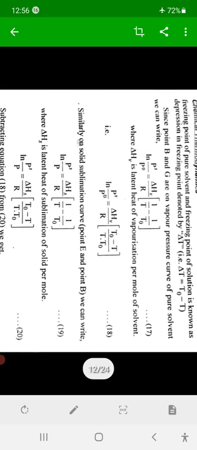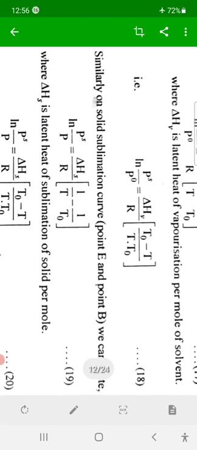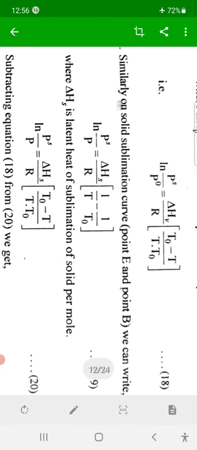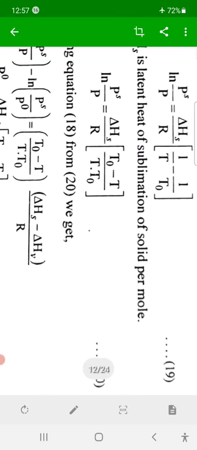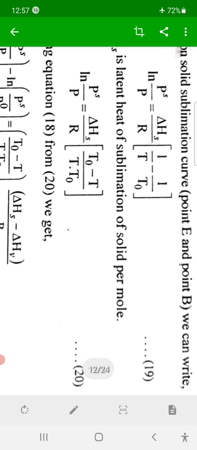Then substitute these values in the Clapeyron-Clausius equation for the solution curve. That equation becomes ln PS upon P is equal to, in bracket, delta HS, because here it is a solid solvent, therefore heat of sublimation delta HS, upon R in bracket 1 upon T minus 1 upon T0. By solving that, ln PS upon P is equal to delta HS upon R in bracket T0 minus T upon T into T0.